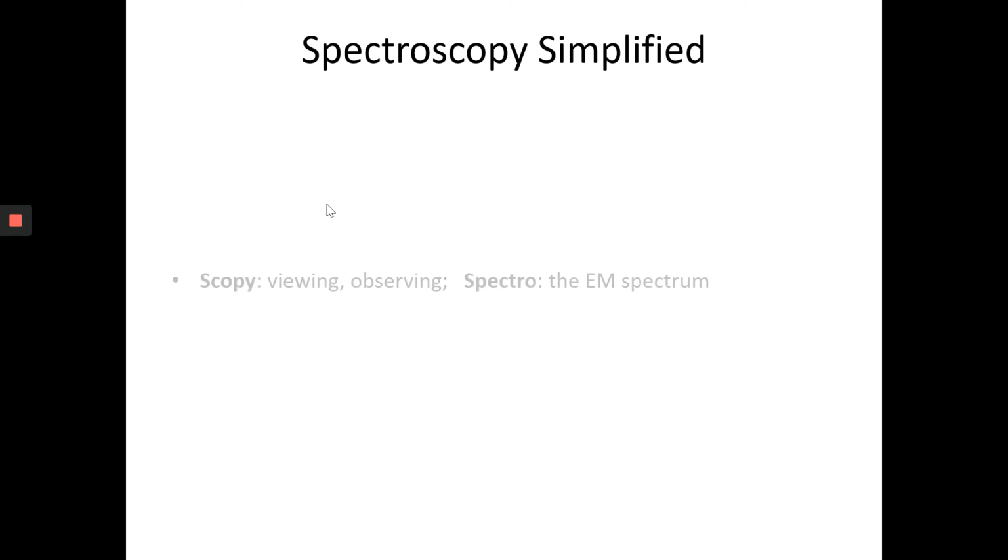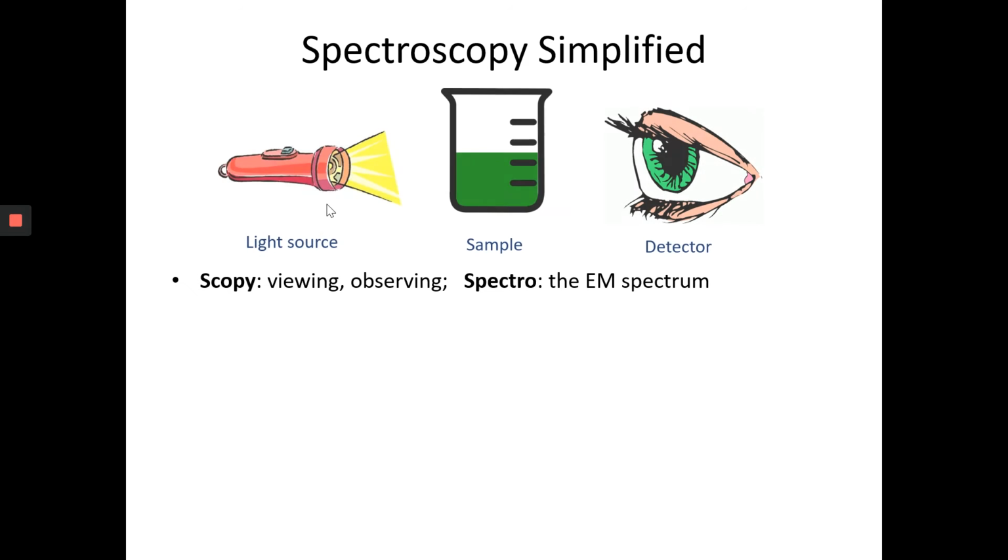Let's spend a few minutes talking a little bit about what spectroscopy really is. The word spectroscopy, of course, comes from two word parts: scopy, meaning viewing or observing, and spectro, in this case referring to the electromagnetic spectrum. So basically all the different forms of light.